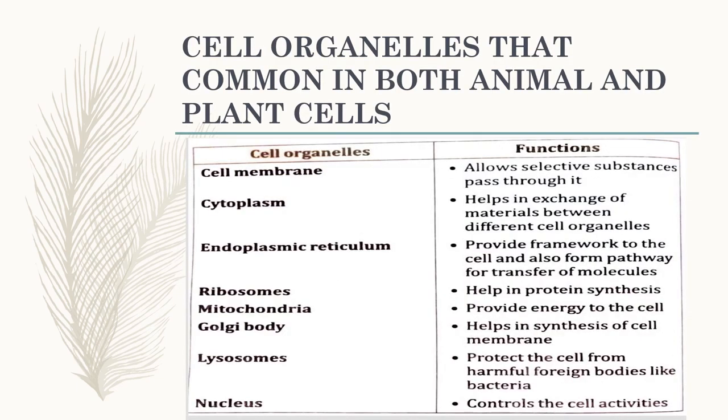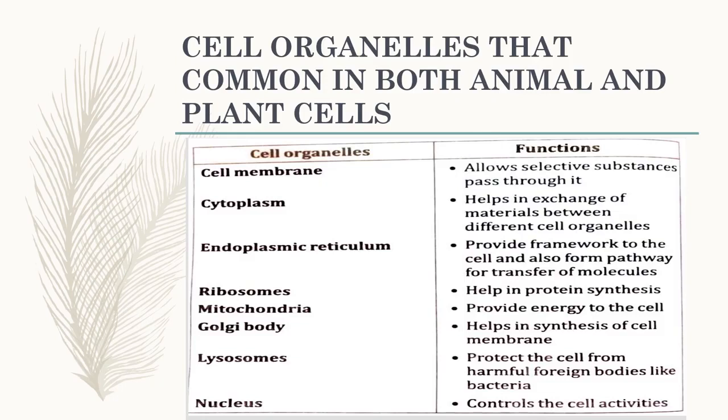Now, at the end of the video, we will summarize the cell organelles that are common in both animal and plant cells. The different cell organelles which are common in the plant and animal cells are cell membrane, cytoplasm, endoplasmic reticulum, ribosomes, mitochondria, Golgi body, lysosomes, and nucleus.